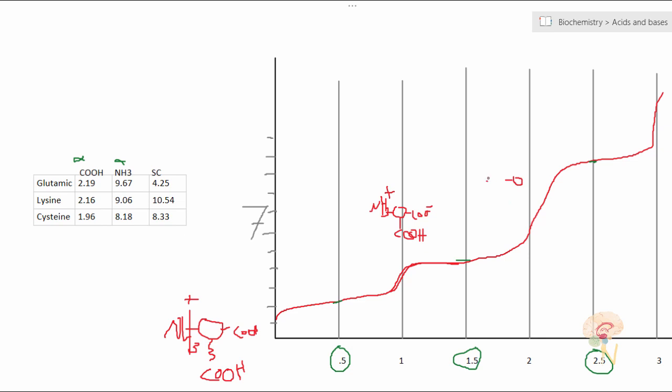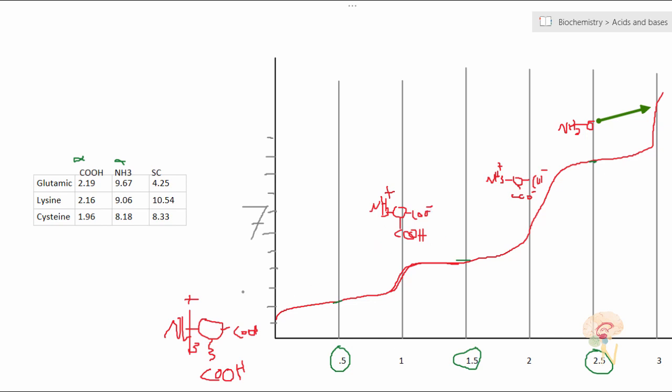NH3 plus, COO minus, and another COO minus. This is plus. And for here, we just copy this and make it NH2, and COO minus, COO minus. You got it. The isoelectric point is where we have zero net charge.